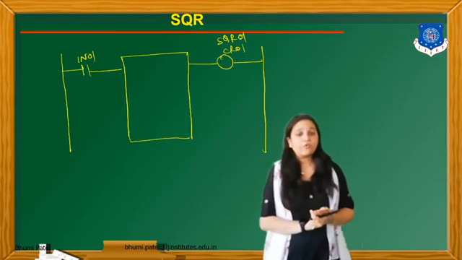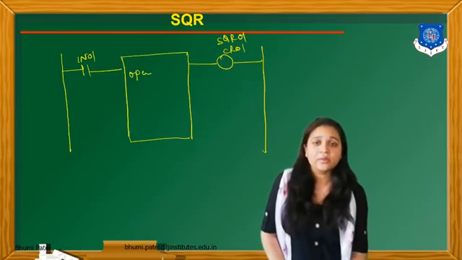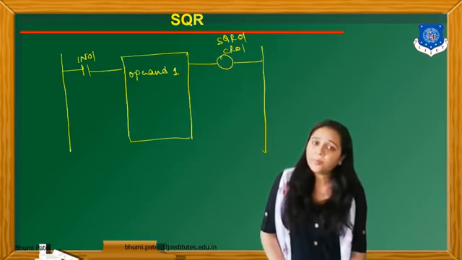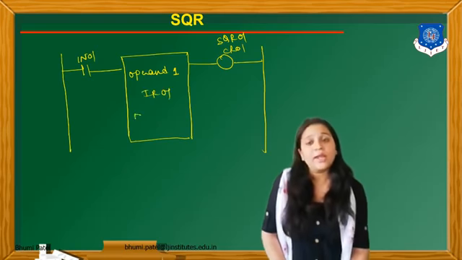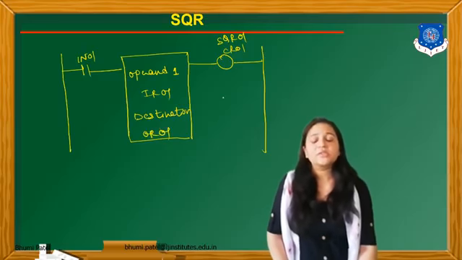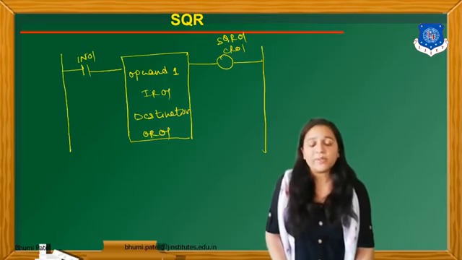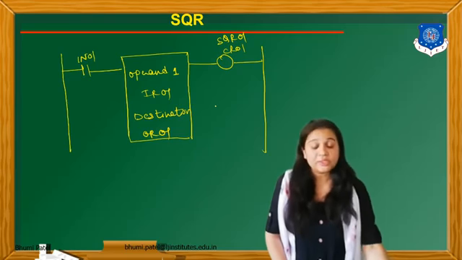Now as you know, for the square root only one operand is there, so we can take only one operand. Suppose the operand will be taken from IR01 and only one destination is there, and the destination address is OR01. So whatever value is there, we can simply take the square root using the SQR function. So these are some math instructions that are used for PLC programming.